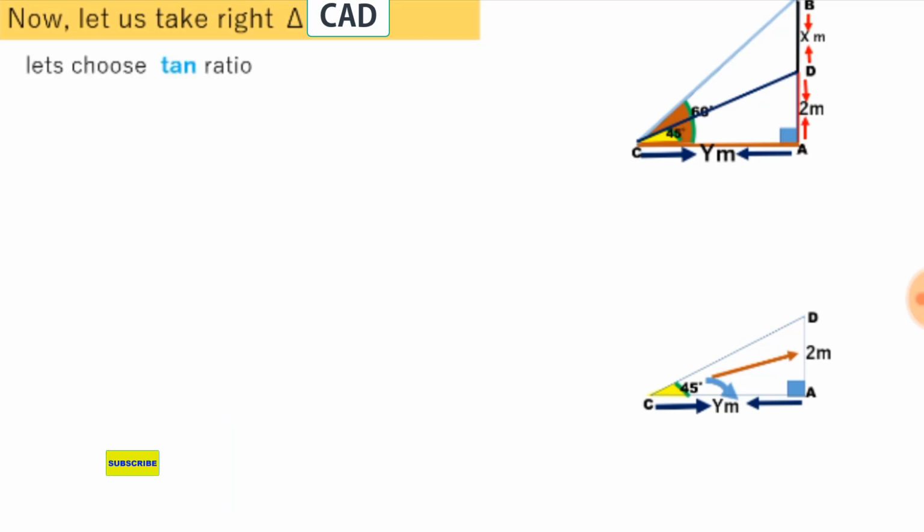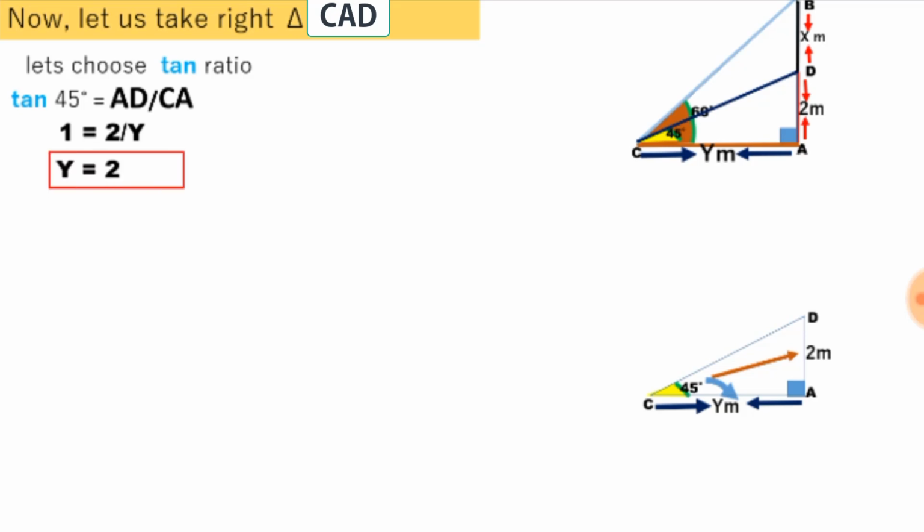Here also we need to take the ratio between the opposite side and the adjacent side. So let us choose the tan ratio. Tan 45 degrees equals AD by CA, and substituting their values we get 1 equals 2 by y. So we get y equals 2.